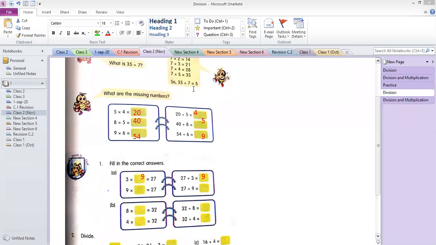Yes, Ahmad Muhammad. Can you hear me? 9 multiplied by what number will give you 27? 9 multiplied by what number will give you 27?